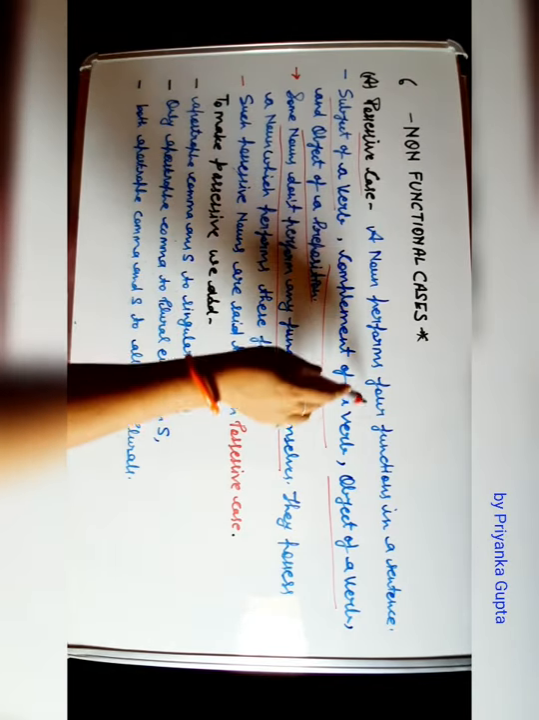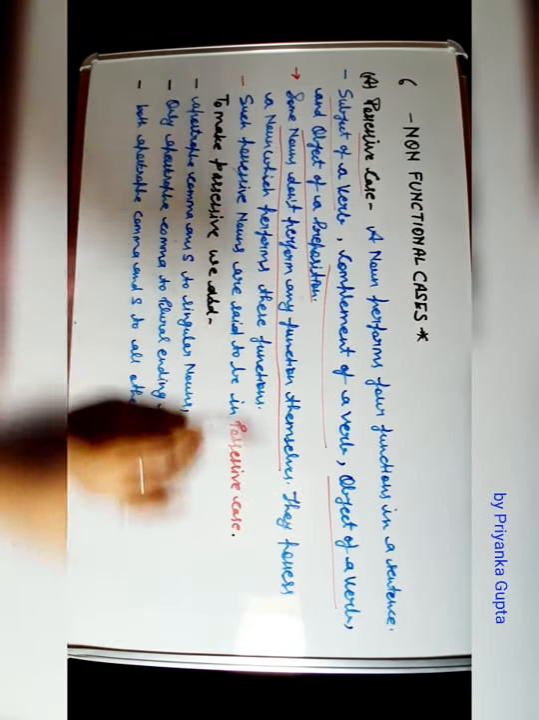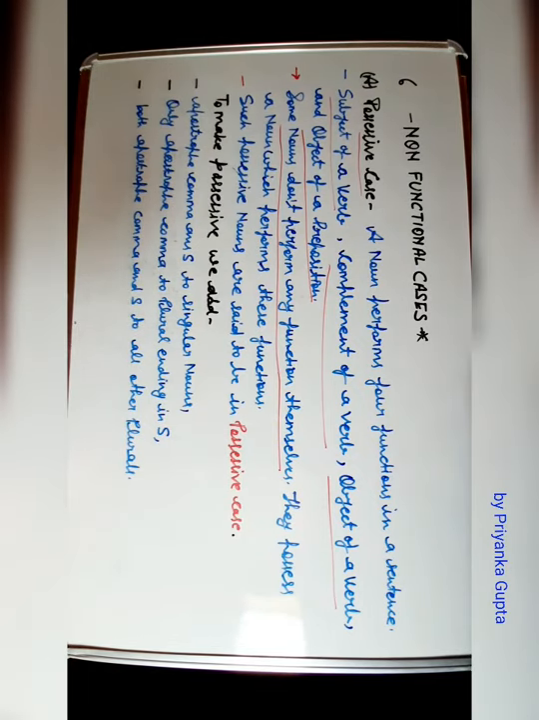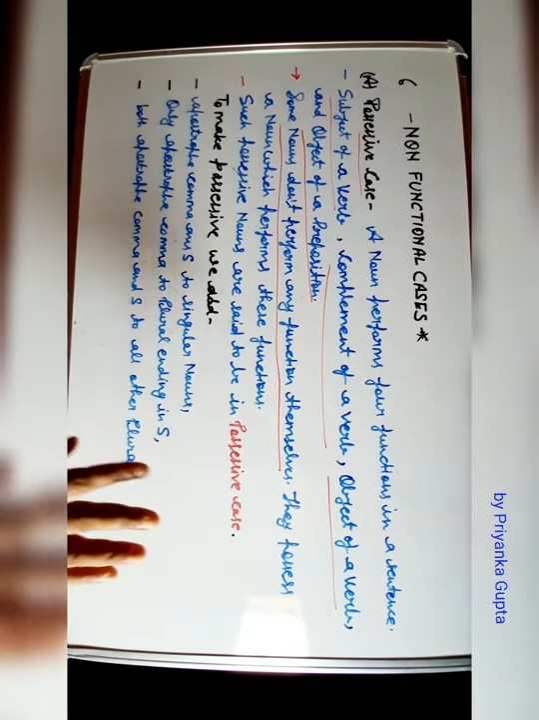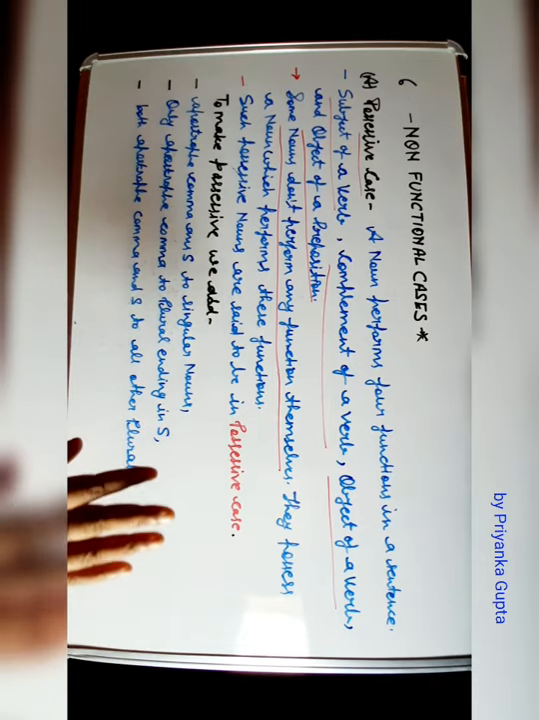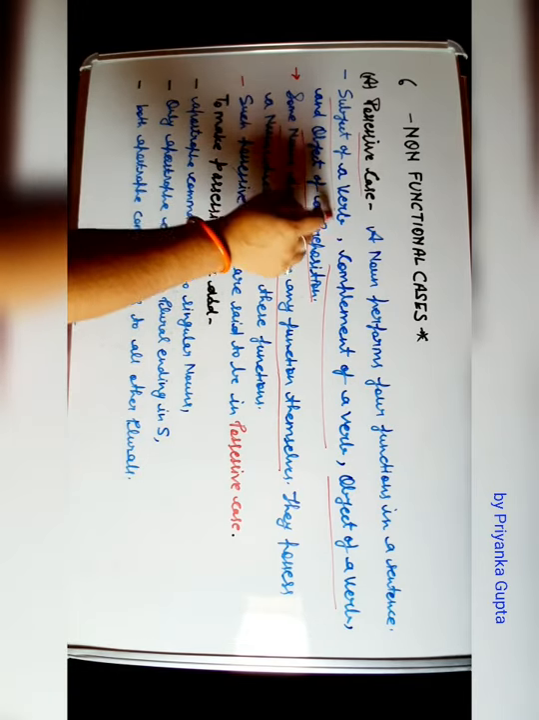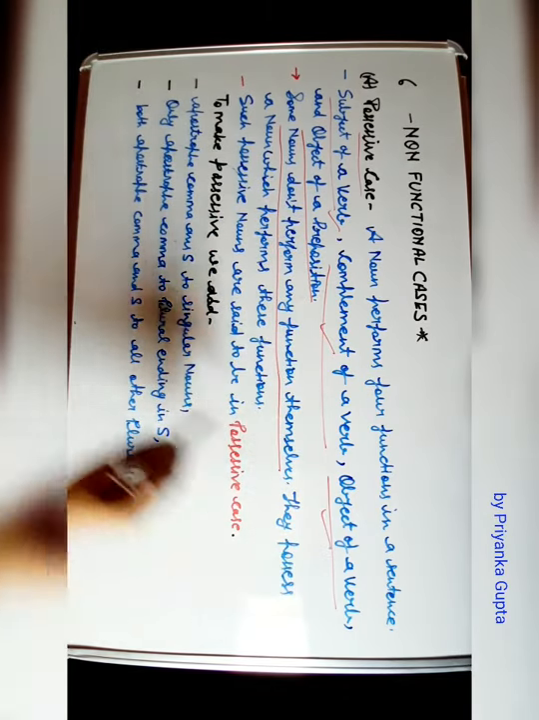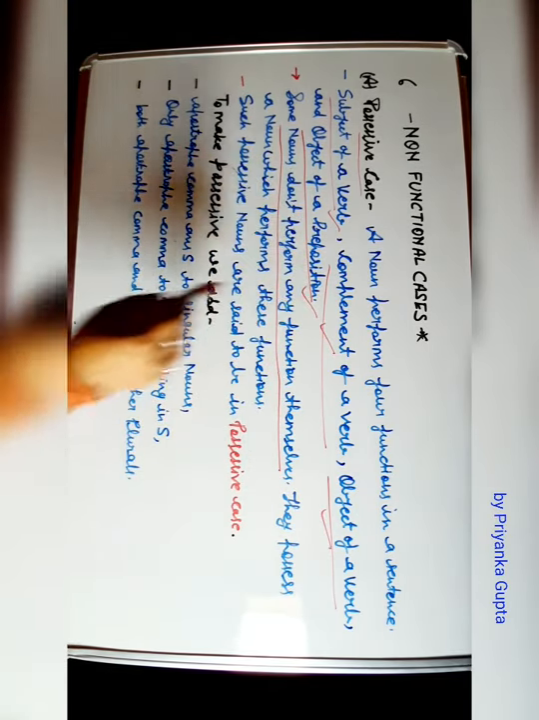A noun performs four functions in a sentence. We are reading from the starting. There are only four functions of a noun in a sentence. What are these? Subject of a verb, complement of a verb, object of a verb, and object of a preposition.